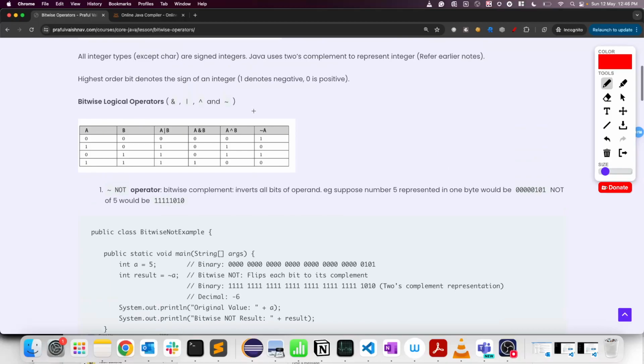And one more operator, NOT. What does NOT do? Yes, it negates, meaning it reverses the bit. If it is 0, it will convert to 1. If it is 1, it will convert to 0. Those are the logical operators. The NOT operator inverts all bits of an operand. For example, the number 5 is represented as 0 0 0 0 0 1 0 1. The NOT of 5 would be this.